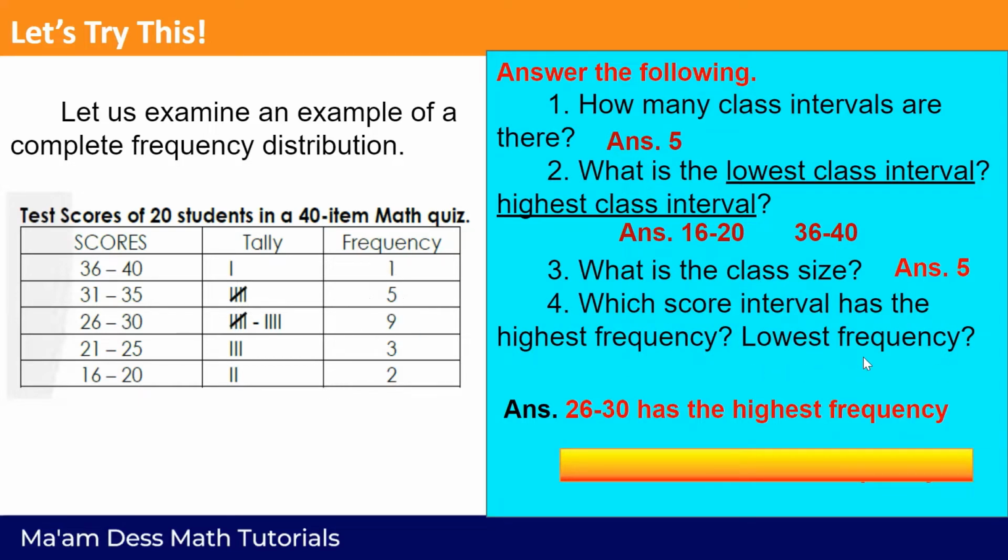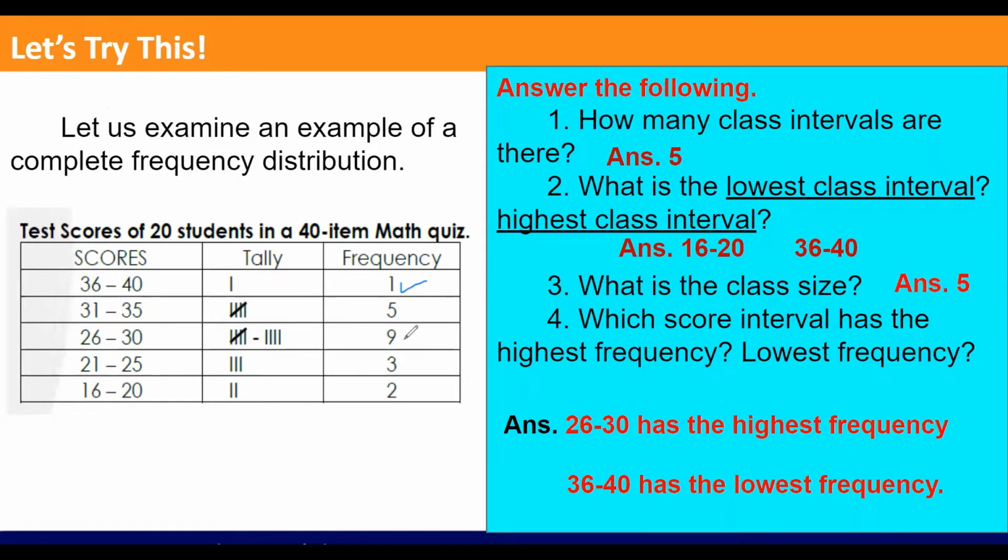Next, the lowest frequency. For the lowest frequency, we look for the smallest frequency and then its class interval, or score interval. We have 36 to 40 since the lowest frequency is 1. So 1 is the lowest frequency, and 9 is the highest frequency. Since the question asks for the score interval, this is what we will answer. Okay?